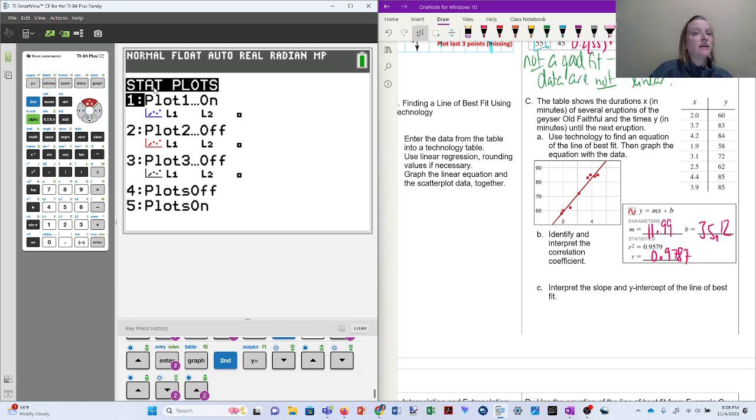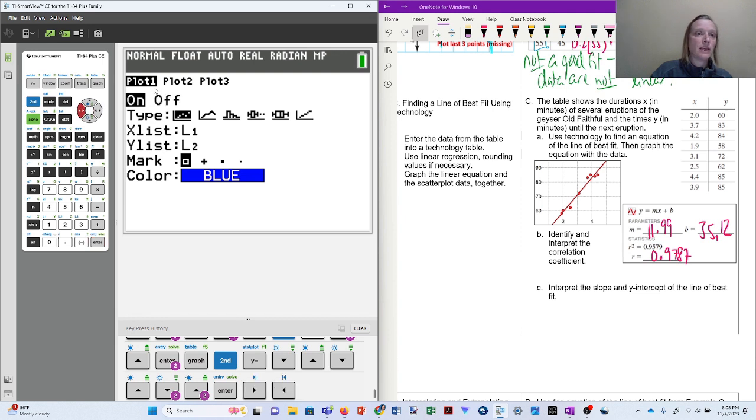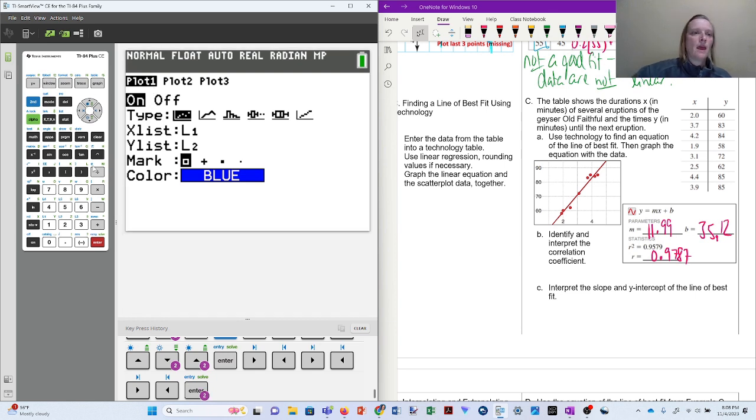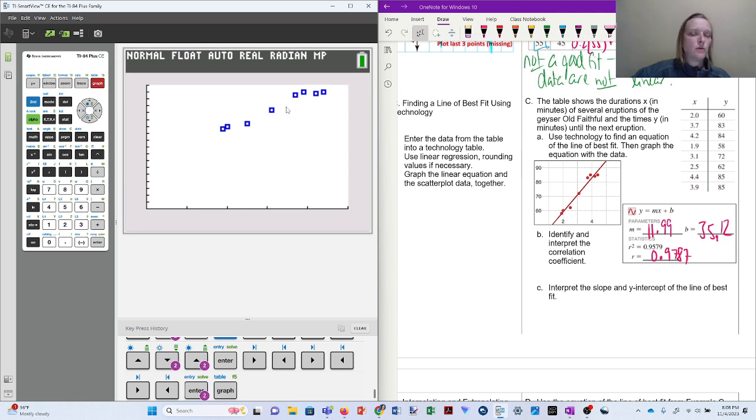So plot 1 is on, but plot 2 and plot 3 are off. I entered my data under plot 1, and so if this option 1 said off, then what I could do is select it and enter it, and then I would have the ability to toggle this on or off. Of course, I want it on, so I'll leave it on, and then when I go to the graph, I do see my data points.